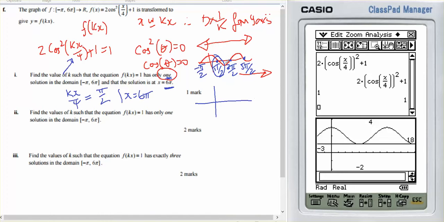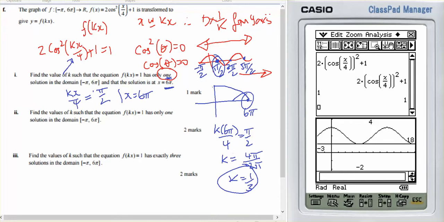So what I would like is this point here, that only one to be in the domain from minus pi to 6 pi, and I want x to be actually 6 pi. So my graph would end up looking like that, and this would be the only time. So k should equal, it's going to be k times 6 pi over 4 equals pi on 2. Therefore k is going to equal 4 pi on 12 pi. K is going to equal 1/3.